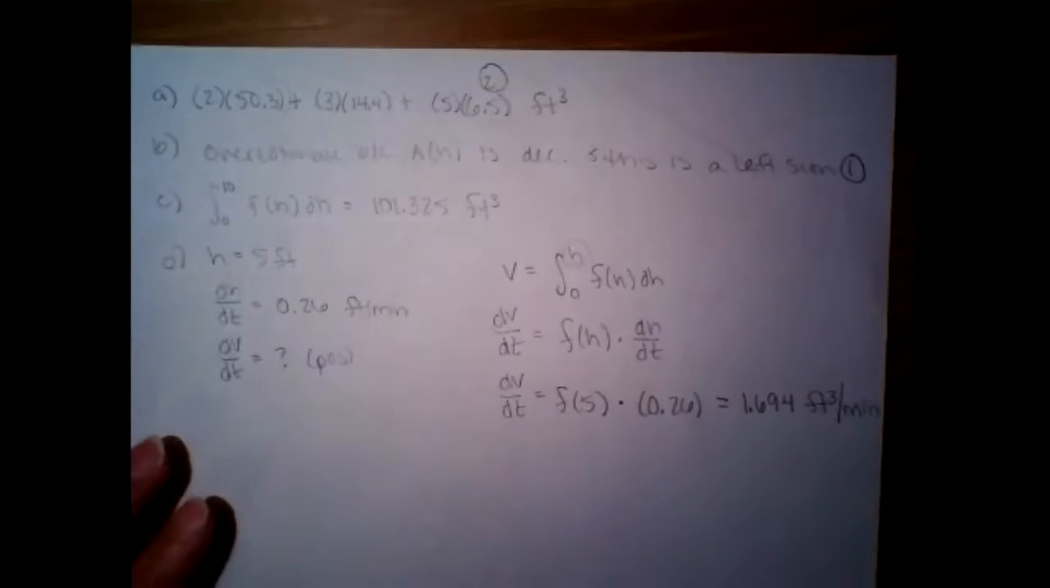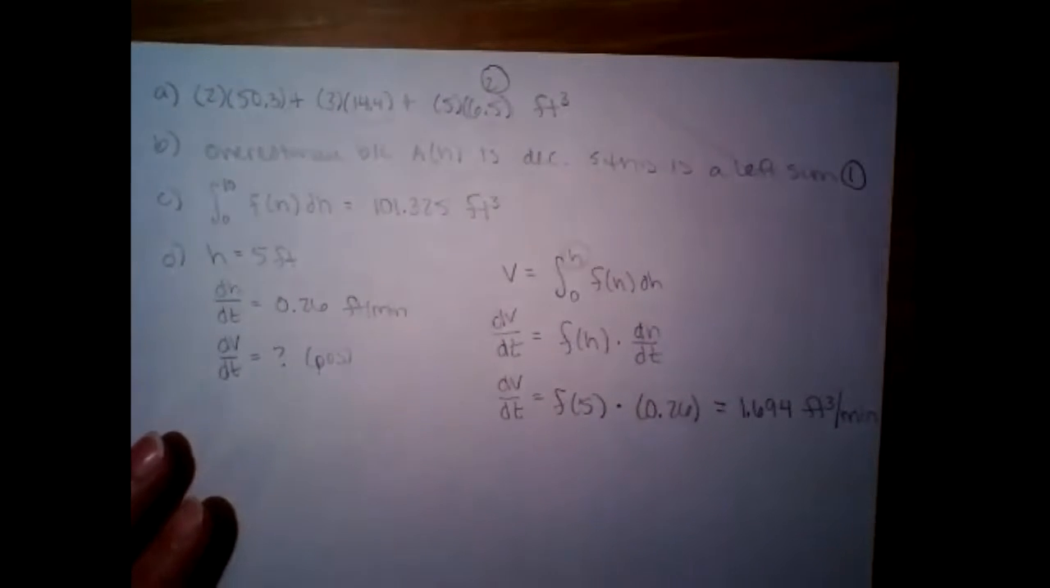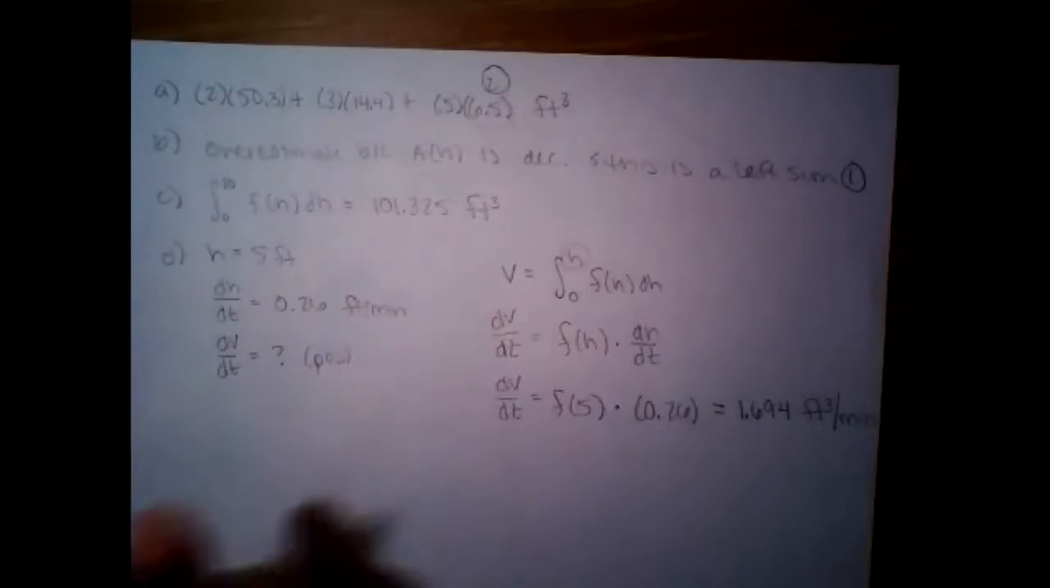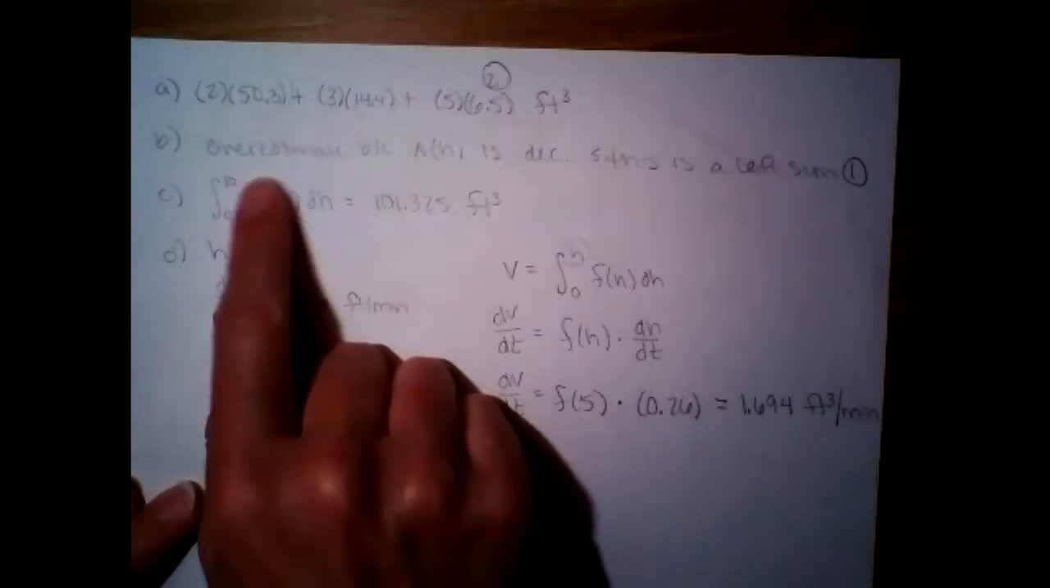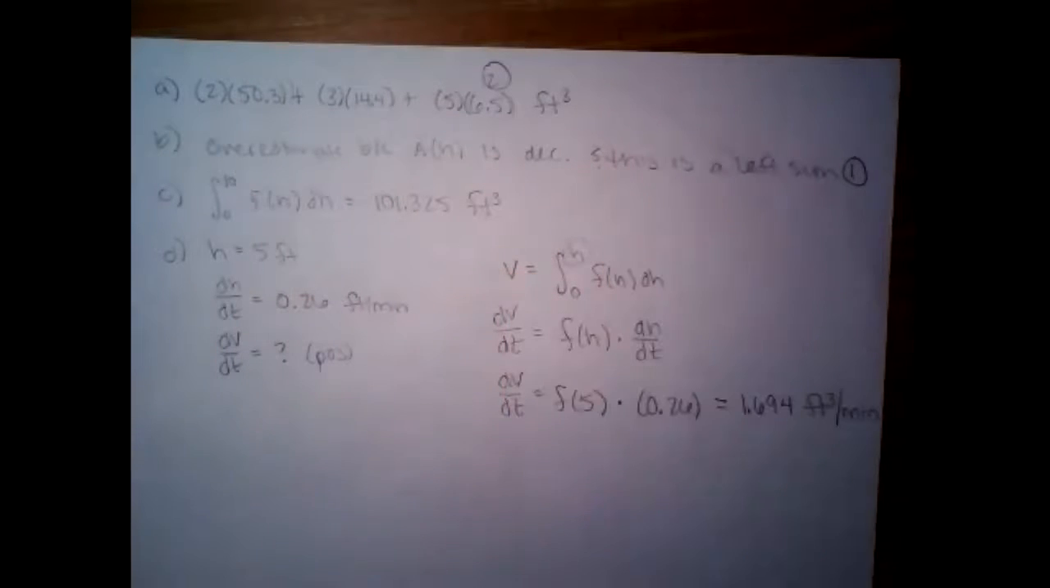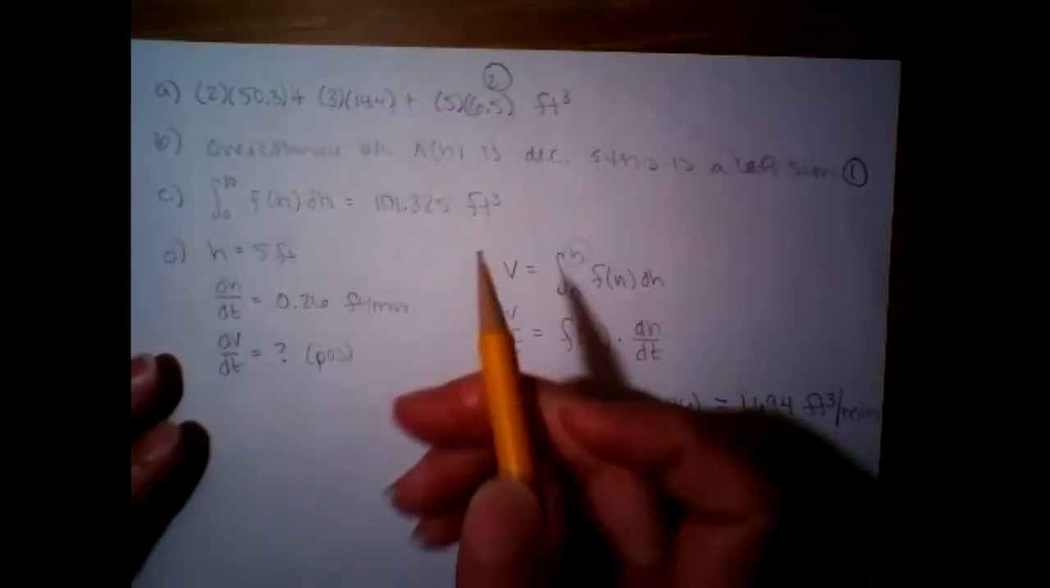So here's the thing. If you left out any part of that explanation, you don't get the point. So if you said overestimate because this is a left sum, they won't give it to you. If you said overestimate because A of H is decreasing and you left off this part, you don't get the point. They don't do half points. You just won't get it at all. So just be really careful. Make sure you write the whole thing.